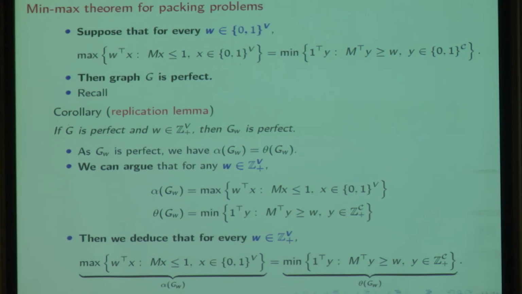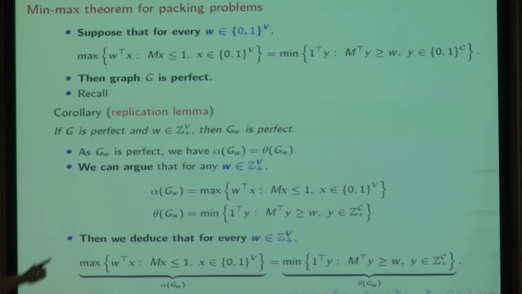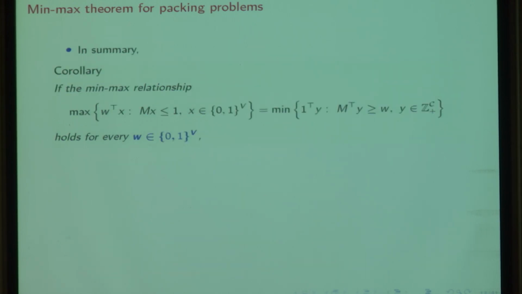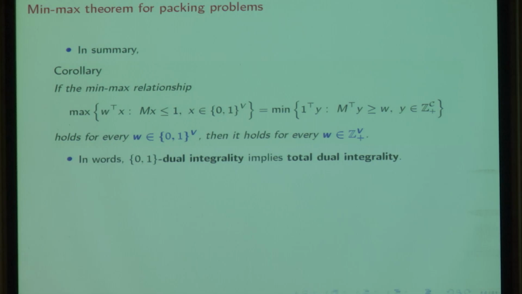Again, the connection: we started from the assumption on the 0, 1 weights, and we applied the replication lemma, and we somehow get the same relationship for non-negative integer weights. So that's the corollary. If this max-min relationship holds for any 0, 1 weight, then it holds for any non-negative integer weight. So this implies that 0, 1 dual integrality implies total dual integrality. This is not always the case, but for this class of problem, this is true.